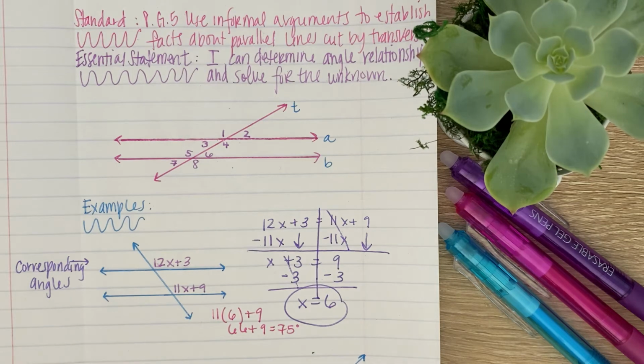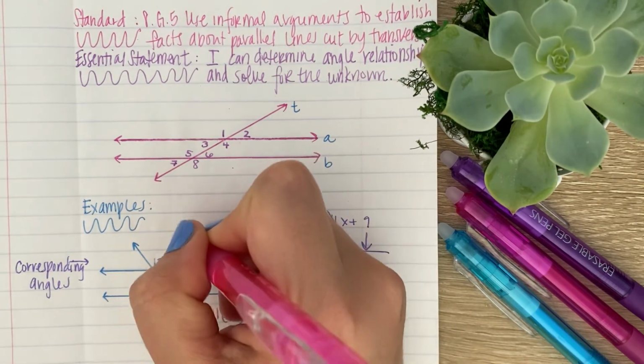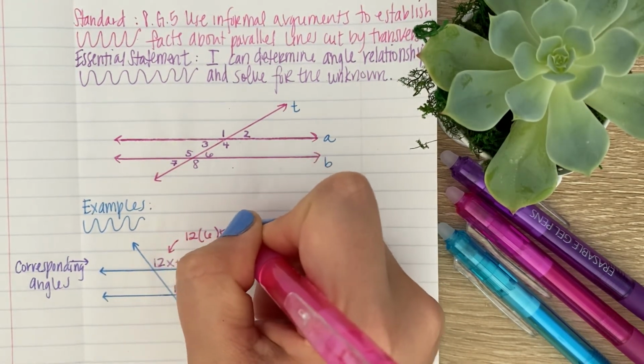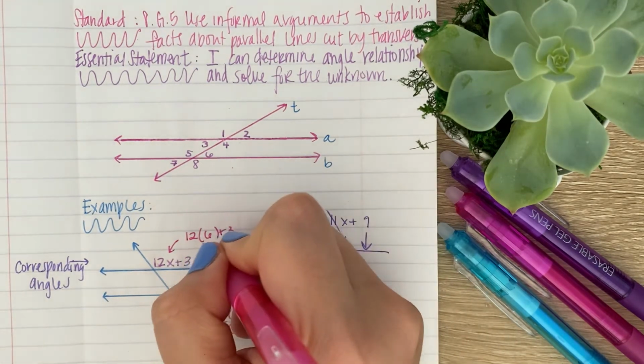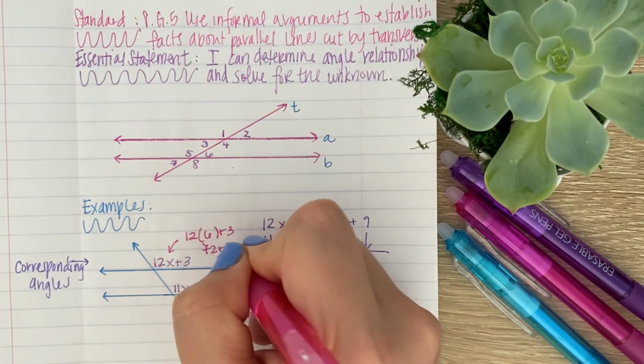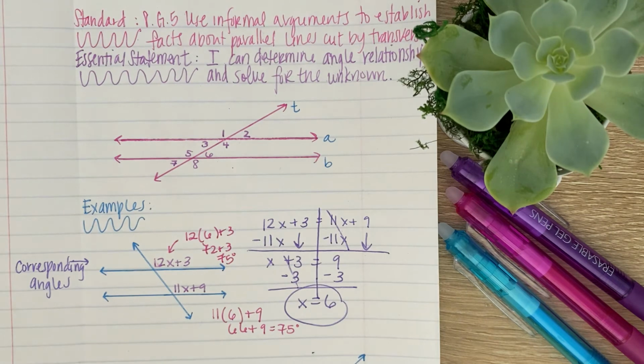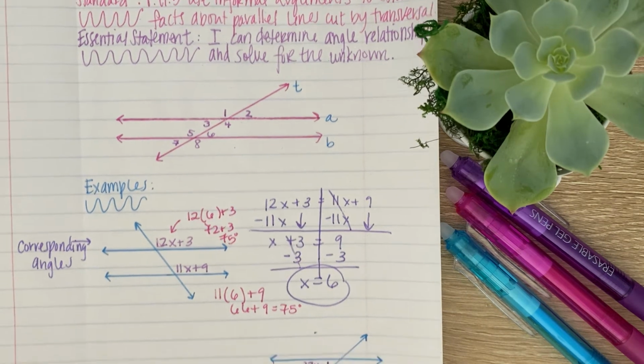And then if I were to plug in 6 right here as well, 12 times 6 plus 3: 12 times 6 is 72, plus 3 is also 75 degrees. See how they're congruent? Perfect. Okay, so let's move on.